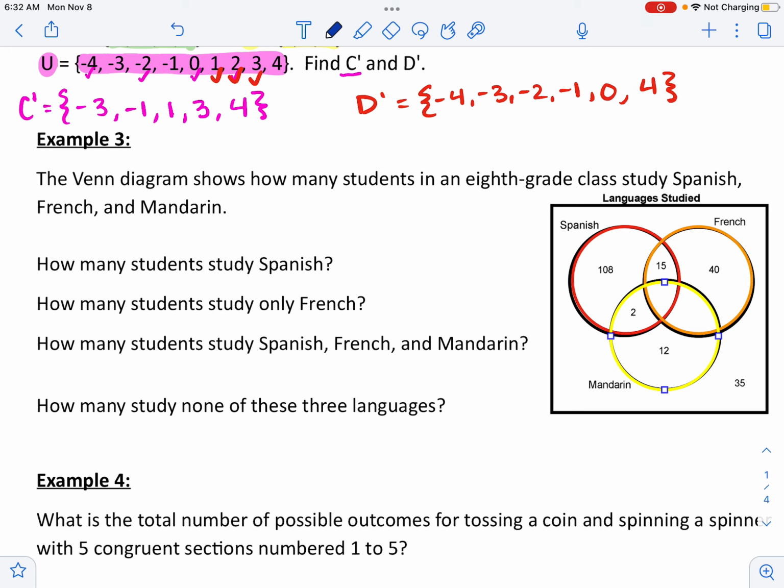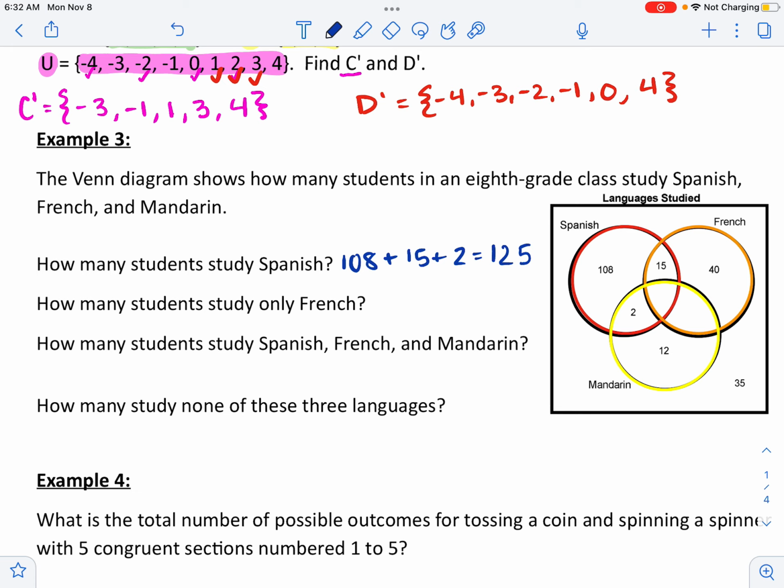So that's the 108 plus the 15 is also in the red circle, plus the 2 is also in the red circle. So 108 plus 15 plus 2 is 125 students.